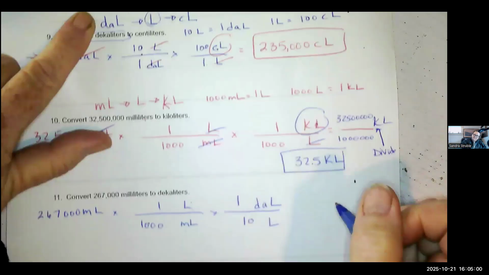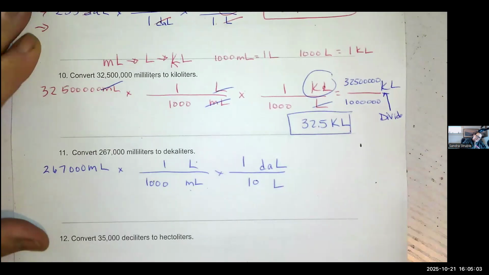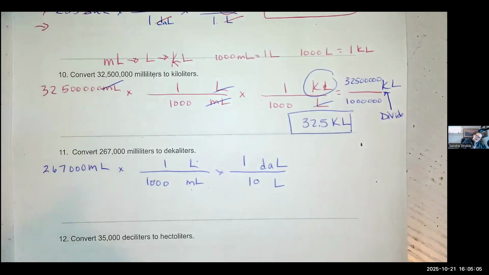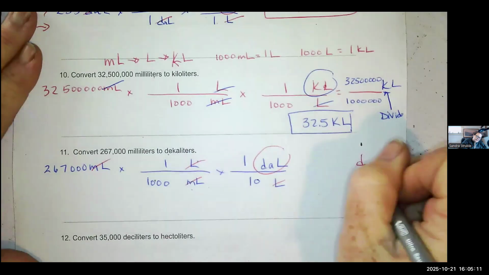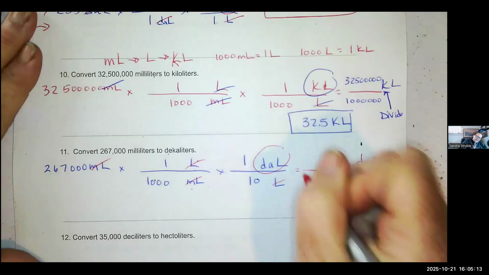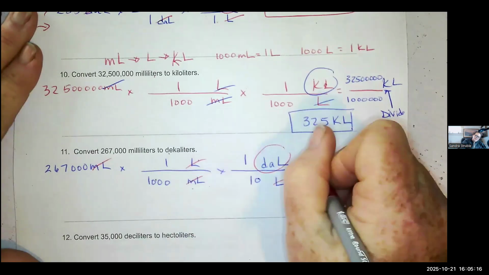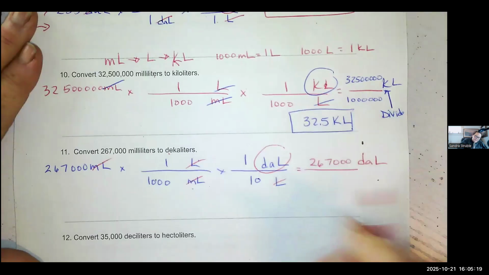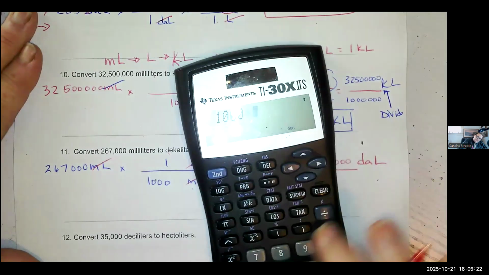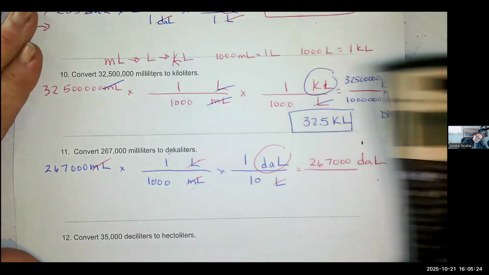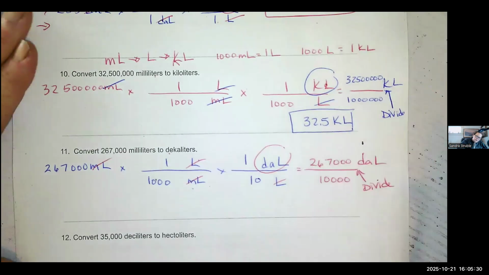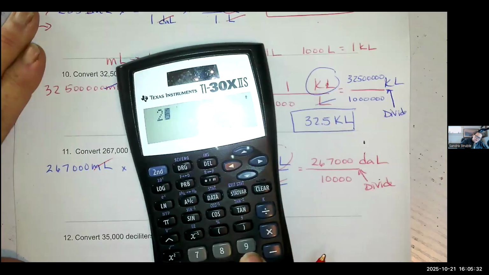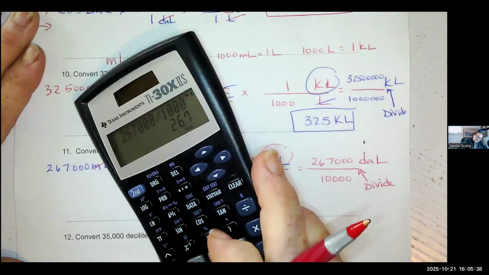All right. Multiplying straight across. Milliliters are gone, liters are gone, left with decaliters, which is what we want. We're going to have to divide. 267,000 times 1 times 1 is 267,000. 1,000 times 10 is 10,000. Please do not leave it like this. You must divide. Give me a decimal or something different. 267,000 divided by 10,000. And I got 26.7 decaliters.